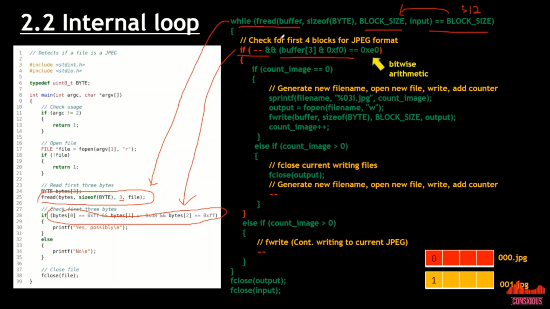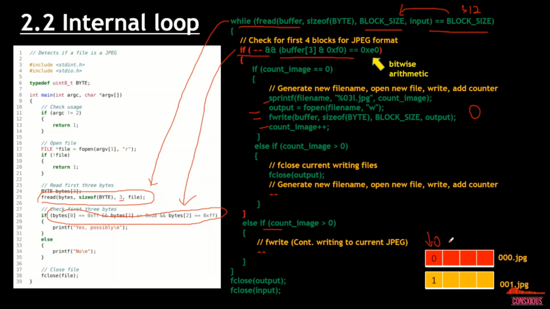After that, we also will have some cases that don't fulfill these 4 bytes. So for example, normally for the first image, it will fulfill the first 4 bytes. So this is image 0, so image 0 will be here. So sprintf, fopen, write, then fwrite at the count image. So this is the 0 here.